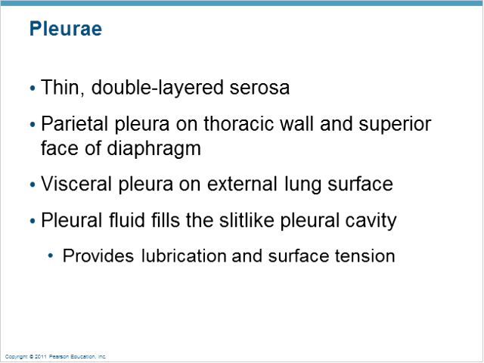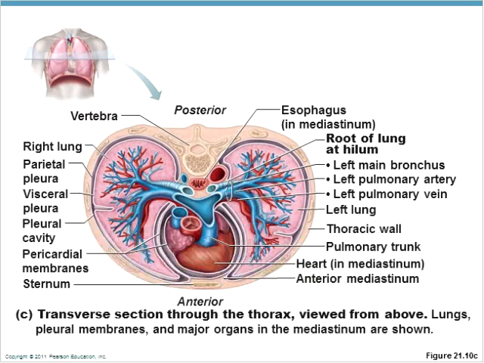The pleura, which we've talked about in multiple chapters, is really that thin double-layered serosa that encases the lungs. There's the parietal pleura, which is the outside layer, primarily coating the thoracic wall and the superior face of the diaphragm. And the visceral pleura, which intimately touches and encases each lung surface. The pleural fluid fills the slit-like pleural cavity and provides lubrication and reduces surface tension. This is another cross-section. We've seen it before. Same thing we just talked about.